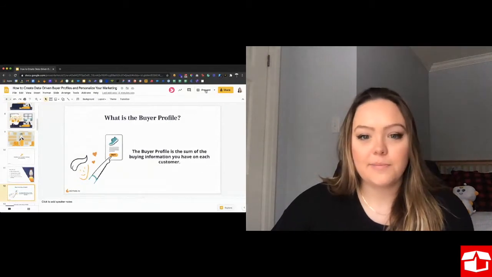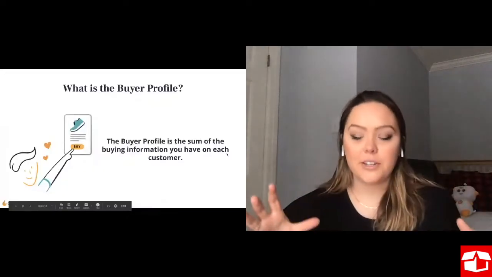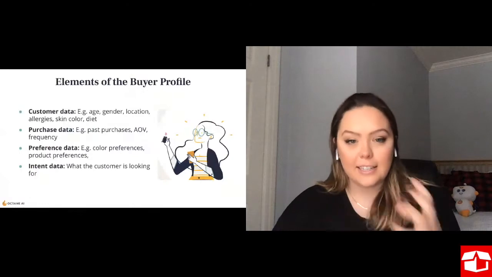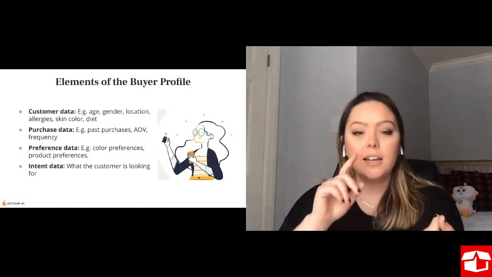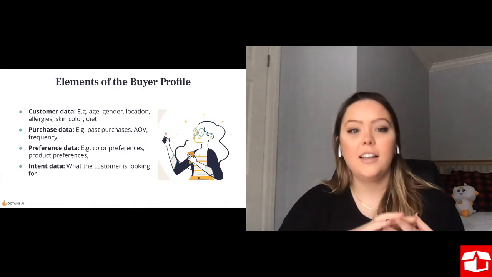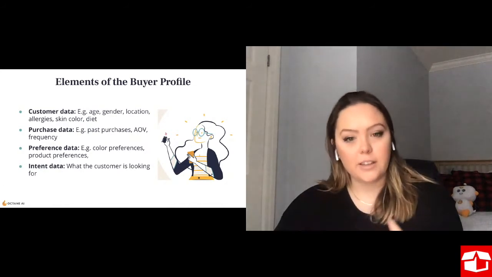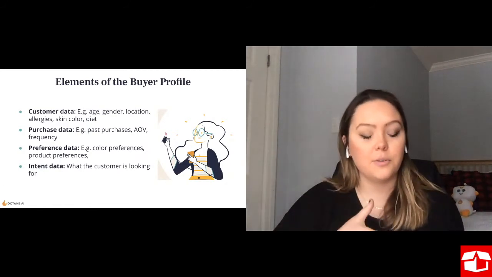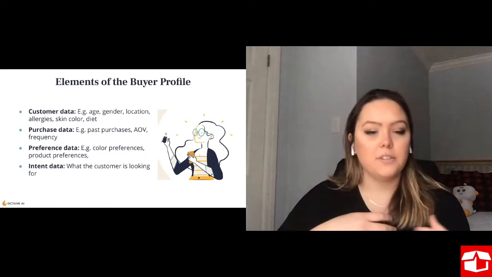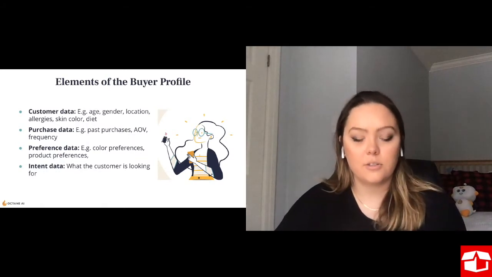But what is the buyer profile? It's the sum of buying information that you have on each customer. What makes up this information is customer data, like age, gender, location, allergy, skin color, or diet; purchase data, what they've purchased in the past, average order value or frequency; and then preference data, color preferences, product preferences, or what they're actually looking for. So what's their intent when they're coming to your store?